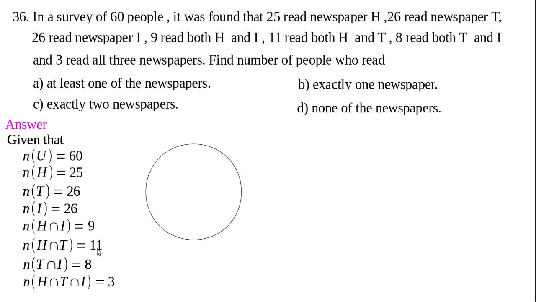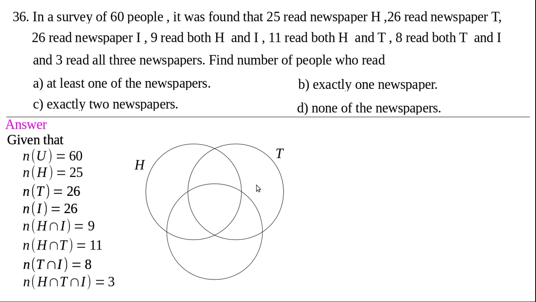Now draw a Venn diagram. The people who read newspaper H lie inside this circle, those who read newspaper T lie inside this circle, and those who read newspaper I lie inside this circle. The total people lie inside the rectangle U. Now fill the Venn diagram from the innermost shell, from the bottom to the top.